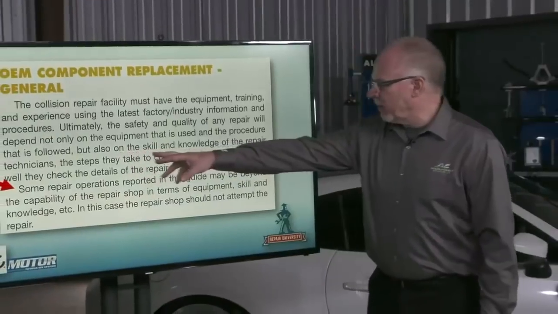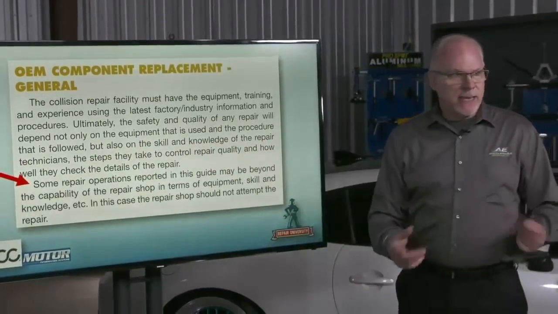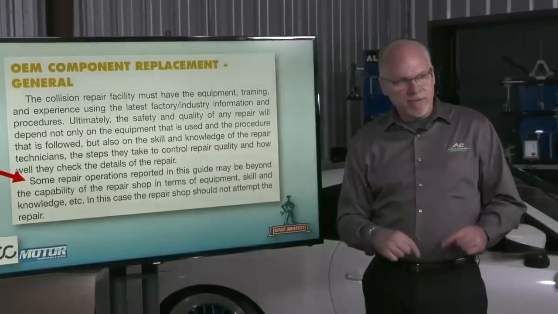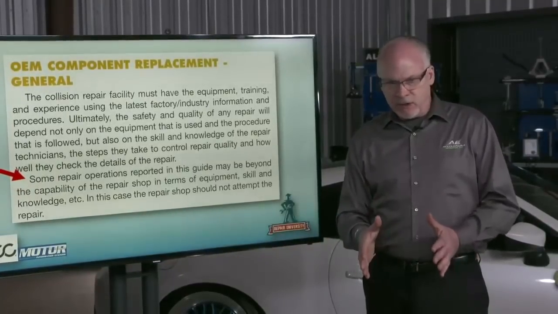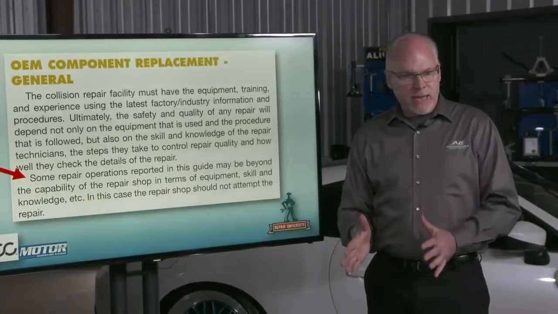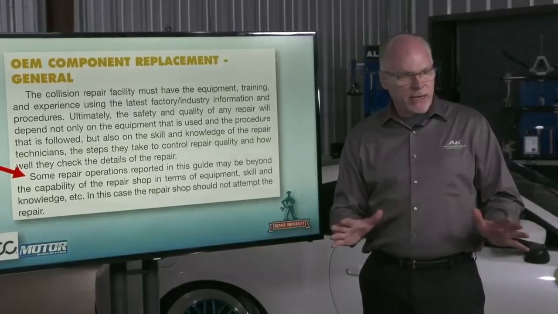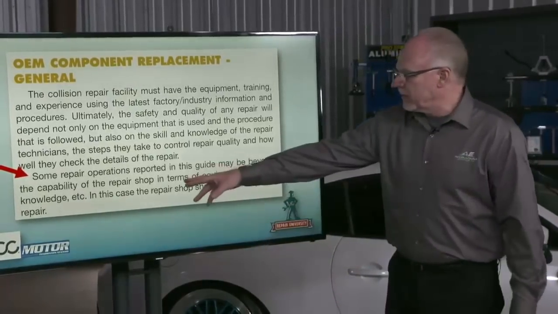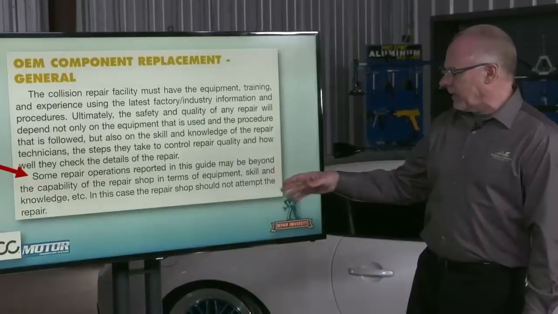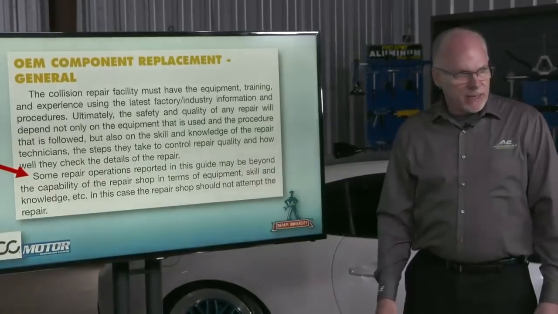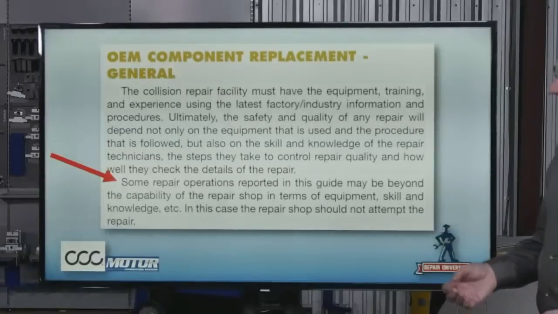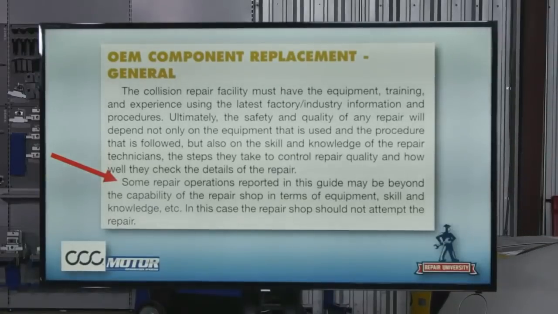And then it says the procedure must be followed, but also the skill and knowledge. That means the technician performing the repair needs the skills and knowledge for that vehicle at that given year, because even though you may be fixing a BMW from 2009, the 2017 might be totally out of your league. And it says that some repairs, basically, you don't have to accept everything. You do the jobs that you're certified, or not certified for, but trained to.